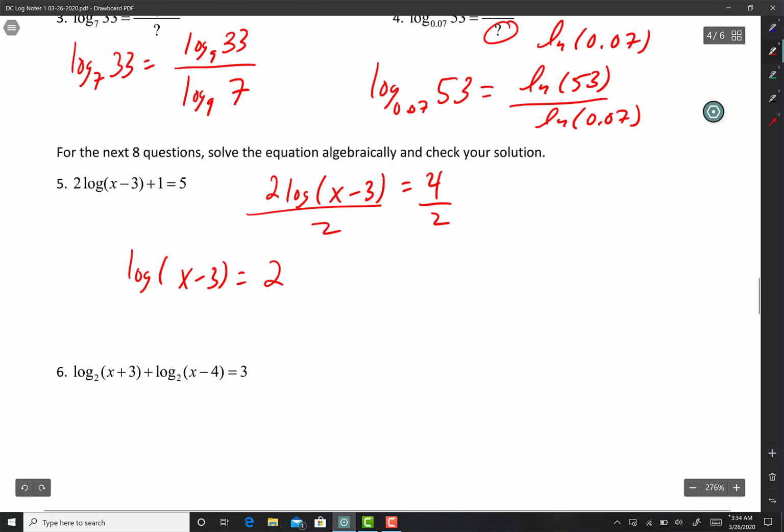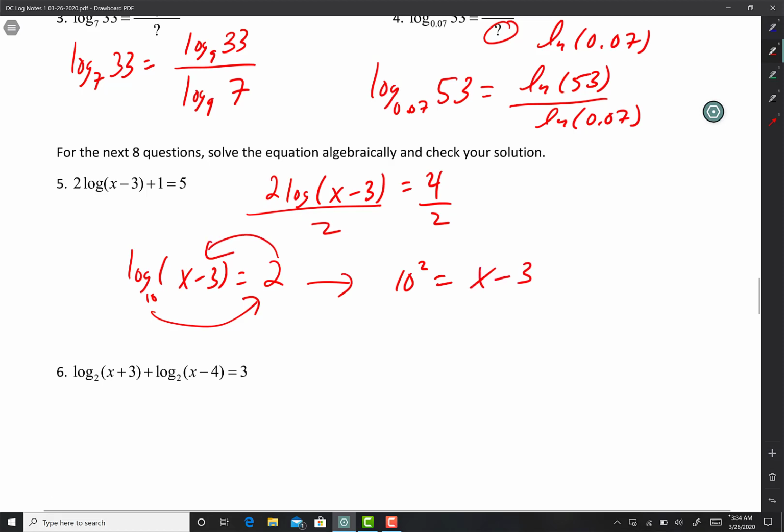Now it doesn't have a base, guys, so that means my base is 10 because it's a common log. It doesn't have a number down there. So this means 10 to the power 2 equals the expression x minus 3. So then that means to get x by itself, I'm just going to go ahead and add 3 to both sides. So x is nothing more than 10 squared plus 3. You can leave it like that, or 10 squared is 100 plus 3 is 103.